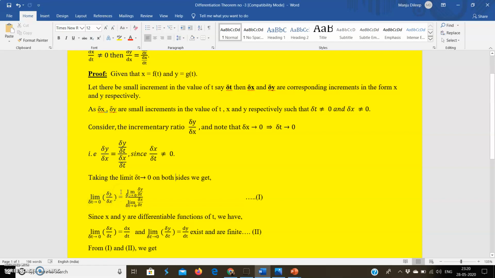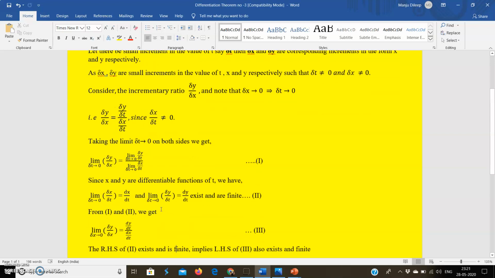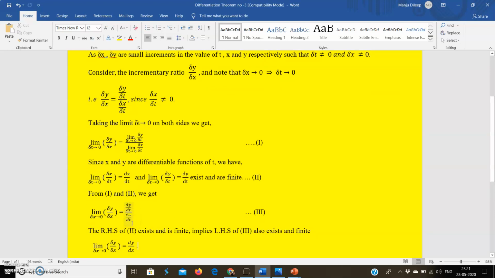Then taking the limit delta t tends to 0 on both sides, we get limit delta t tends to 0 of delta y upon delta x. That means on the left hand side we are giving a limit, and on the right hand side we give the same limit to the numerator and denominator. Since x and y are differentiable functions of t, we have limit delta t tends to 0 of delta x upon delta t is equal to dx upon dt, and limit delta t tends to 0 of delta y upon delta t is equal to dy upon dt, which are finite. From equations 1 and 2, we can write the numerator and denominator of equation 1 as dy upon dt upon dx upon dt.